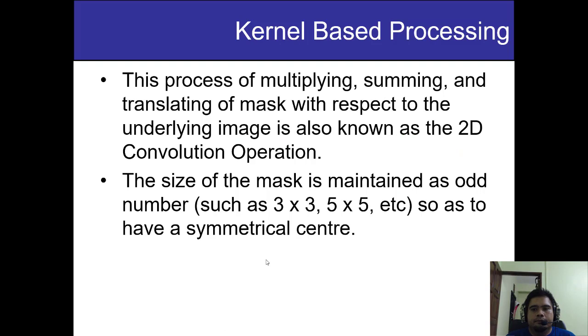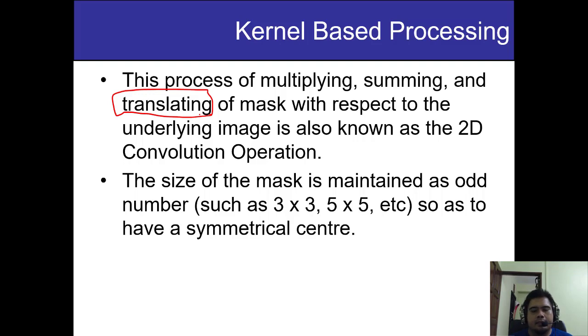Okay, this is the explanation about the same things. The process of multiplying, summing, and translating. The translating here is the sliding process that I always mention. Multiplying, summing, and translating of the mask with respect to the underlying image is also known as a two-dimensional convolution operation. We went deep into that discussion in the earlier slide.